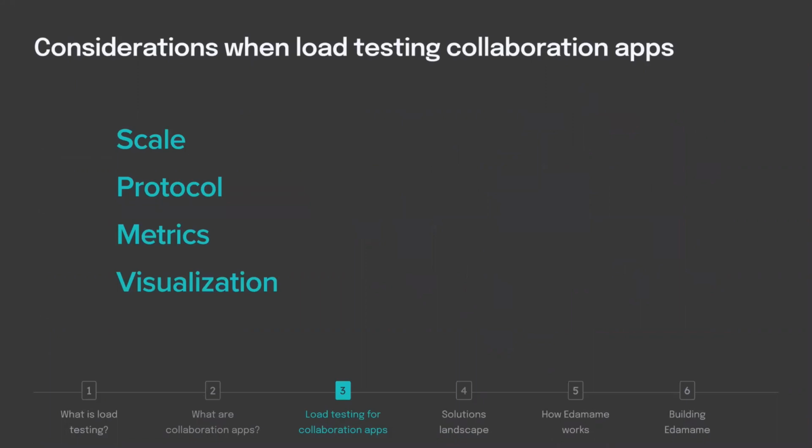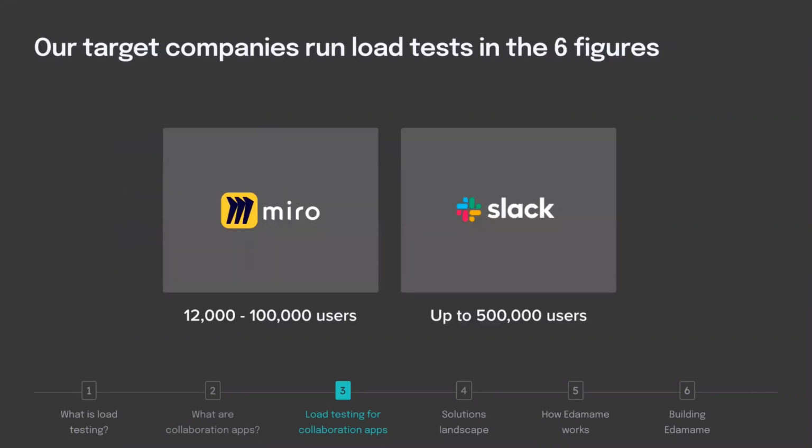So that first consideration is scale. How many virtual users do we need to generate? This will vary from app to app, but we did find a general range of about 6 figures for the collaboration apps that we looked at. Miro, for example, experienced a year of rapid scaling where they expanded from about 12,000 to 100,000 concurrent users. When Slack was conducting their load tests, they scaled from about 5,000 virtual users to 500,000 virtual users per test. Numbers in this 6-figure range will typically necessitate a distributed load test.